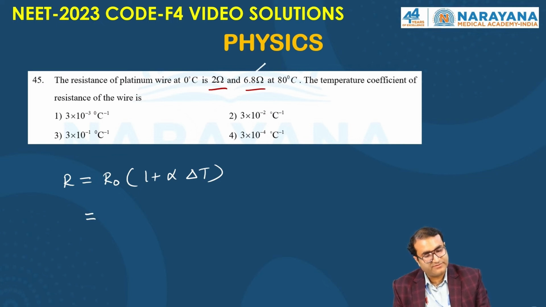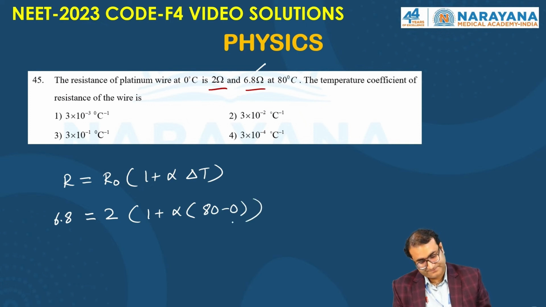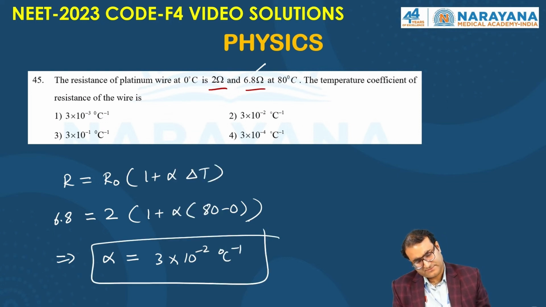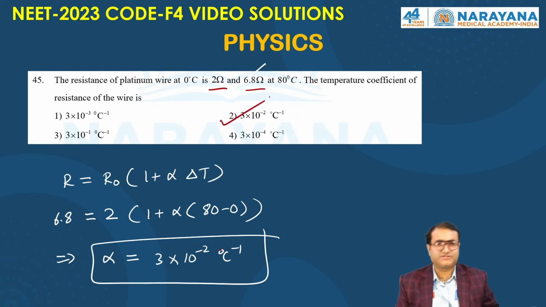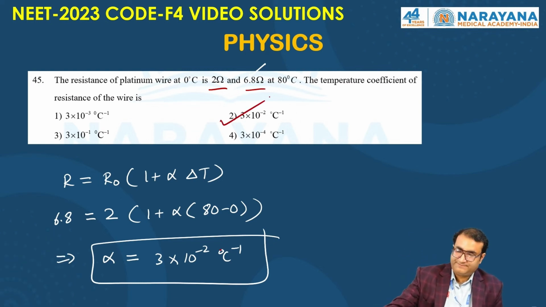R you can assume as 6.8. R naught you can assume as 2. 1 plus alpha times (80 minus 0). From this, we get the value of alpha as 3 into 10 power minus 2 per degree Celsius. So I'll go with the second option here in question number 45.